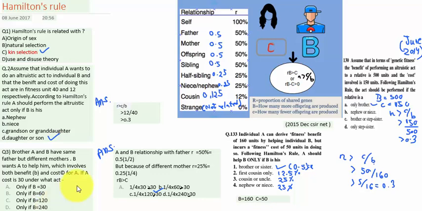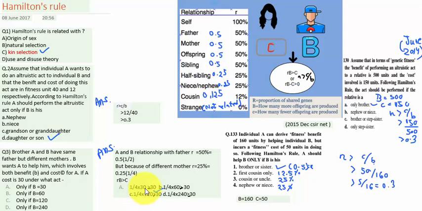So here, given brother A and B have the same father, that means they are genetically related. That means the relatedness is 50%, that is 0.5 or half. But it's given that the mothers are different. So the relatedness is 25%, that is 1 by 4. So the formula is rB greater than C. So here r is 1 by 4.